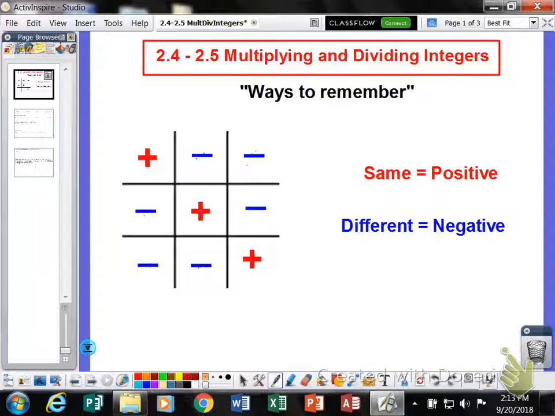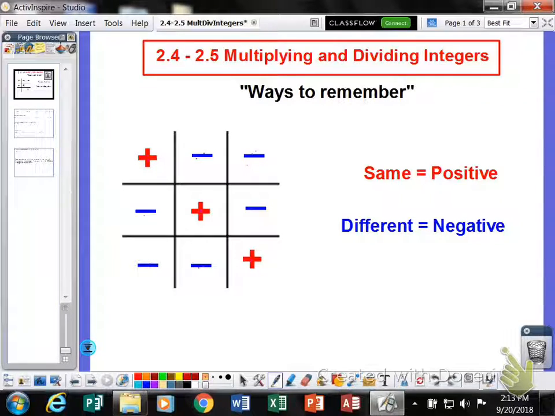We're going to do lesson 2.4 and 2.5 together as one lesson because it follows the same rules. You just simply multiply your numbers and decide if you have two negatives, two positives, a negative and a positive, and then go from there to figure out your answer.